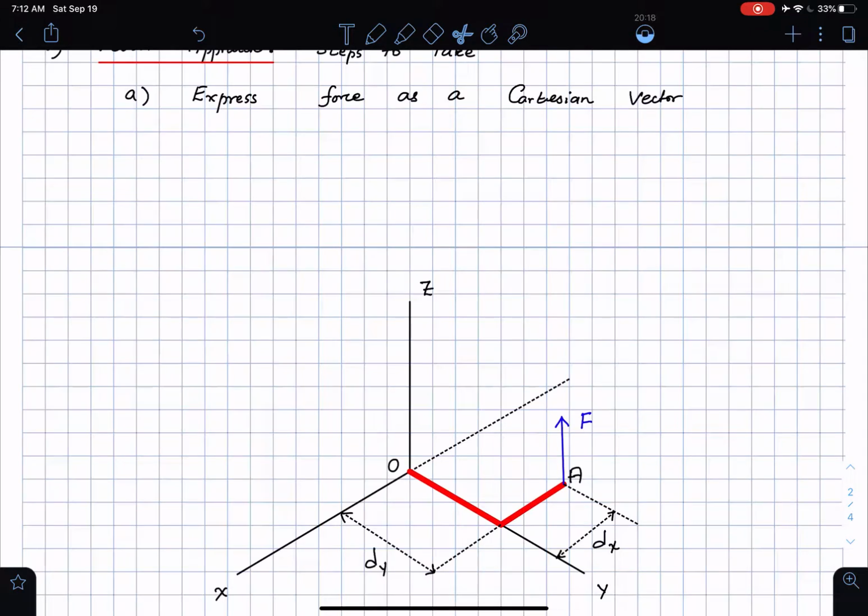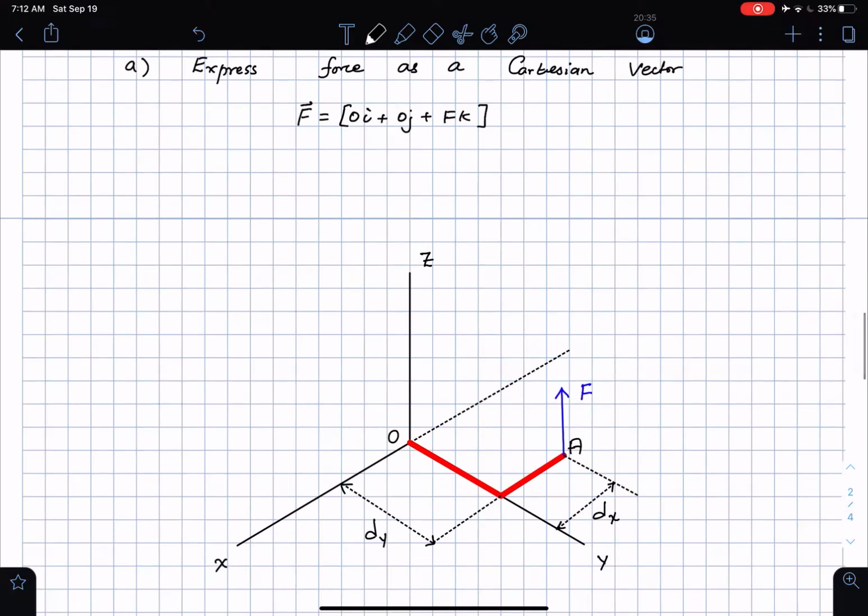It is very obvious to see that if I write this force as a Cartesian vector, it's going to have a component only in the z direction. So the force F is 0i, 0j, and then F times k. Okay, this is the first step.